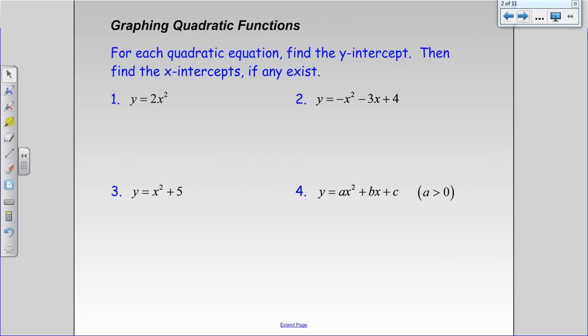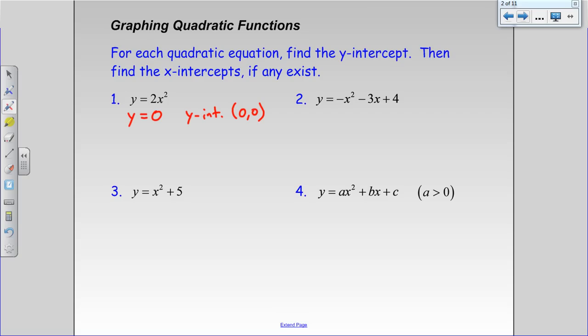Now, in order to draw the graph of a quadratic function, it's helpful to be able to find the intercepts as a first step. So let's look at some quadratic equations and see how we can find the y-intercept and the x-intercepts, if any exist, for each equation. Our first example is the equation y equals 2x squared. Now, in order to find the y-intercept, we simply let x equal 0 in the equation, then solve for y. In this case, we get the simple equation y equals 0, which tells us that the y-intercept of our parabola is the origin, 0, 0.